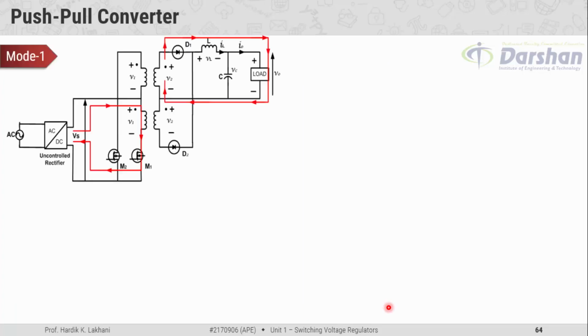Starting with the mode 1, this is the equivalent circuit diagram for mode 1. So at the instant t is equal to 0, the MOSFET M1 is turned on. Because of that, the lower primary winding gets connected to the supply voltage. The dot terminal is connected to the positive of the supply and the other terminal gets connected to the negative terminal of the supply through this MOSFET 1. So the voltage across lower primary winding is equal to supply voltage.